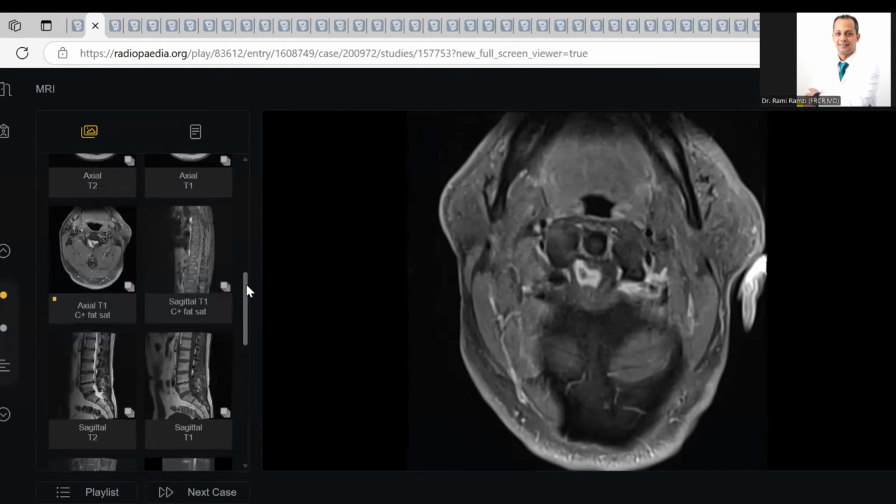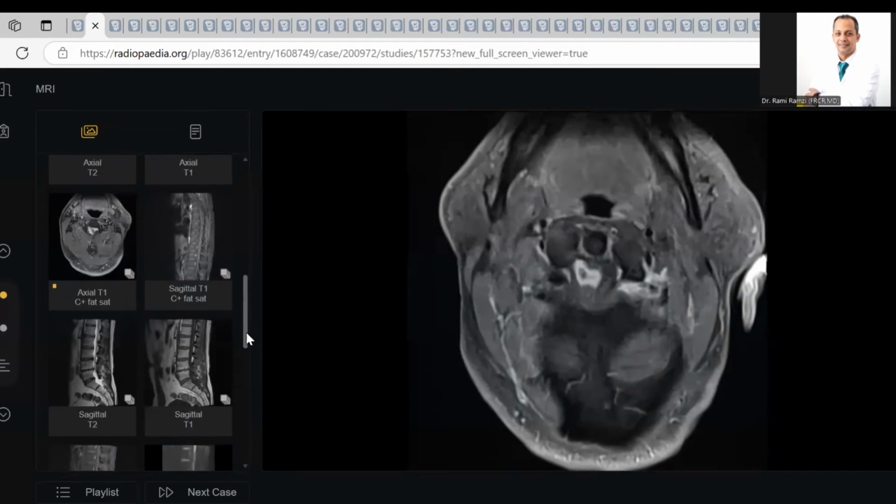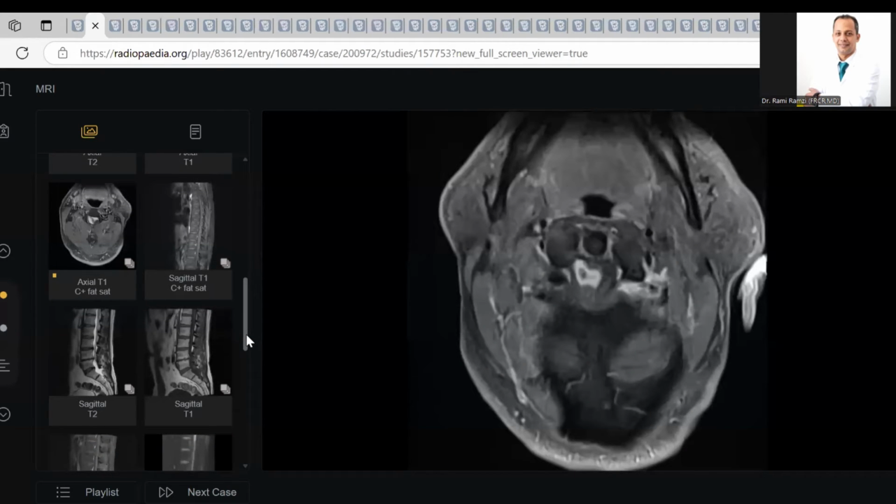Could you remember the patient age? Not 60, 55. Yes, 55. So he's an old age or an adult patient at least.